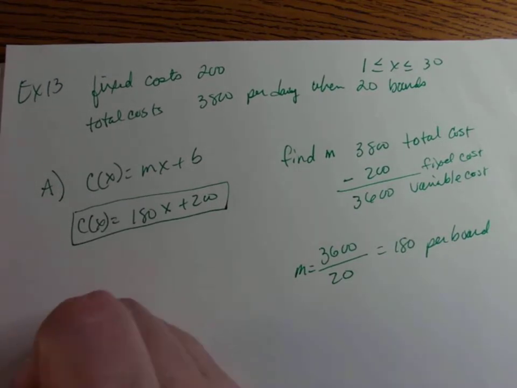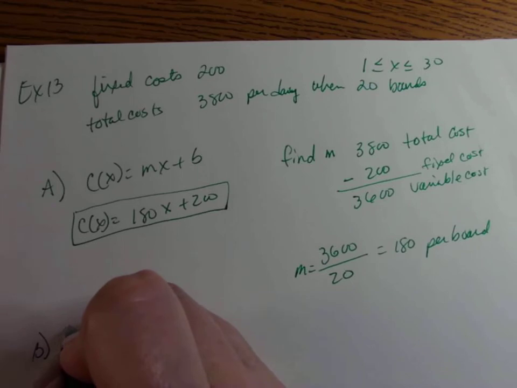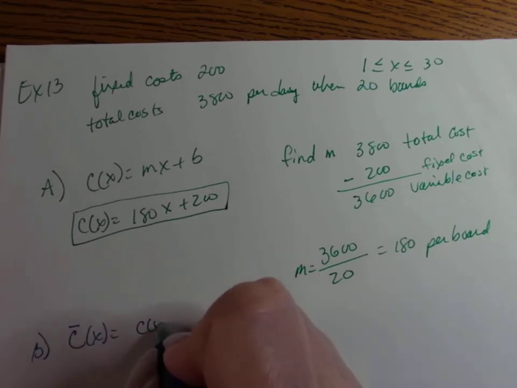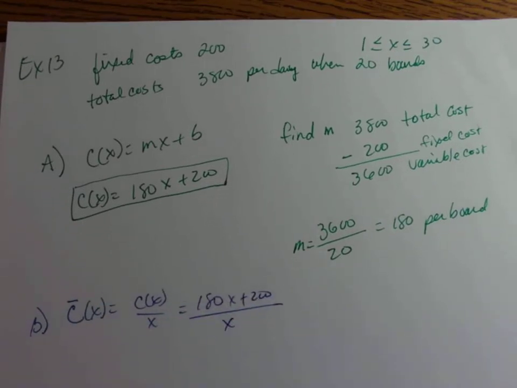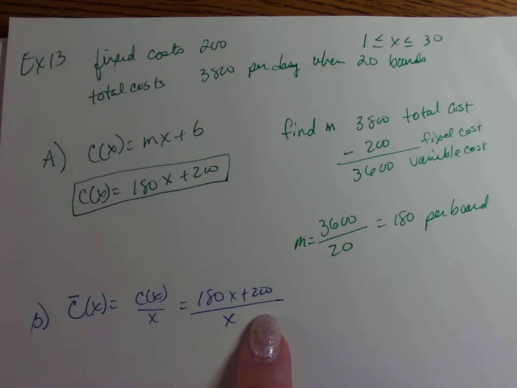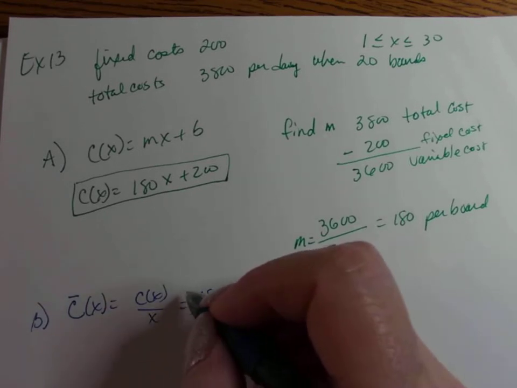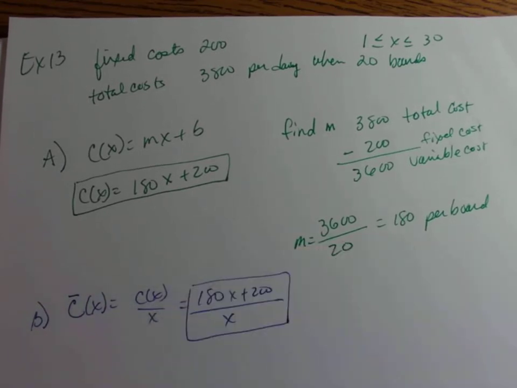Now for part B, we were asked to find the C bar of x, which is our C of x over our x, which is 180x plus 200 over x. So that's what the function is, and that's what we're looking for right there, this part right here. And that's the average cost. So it's average because you're dividing by however many you make. So it's the average of it. And now what we're going to do is sketch the graph.